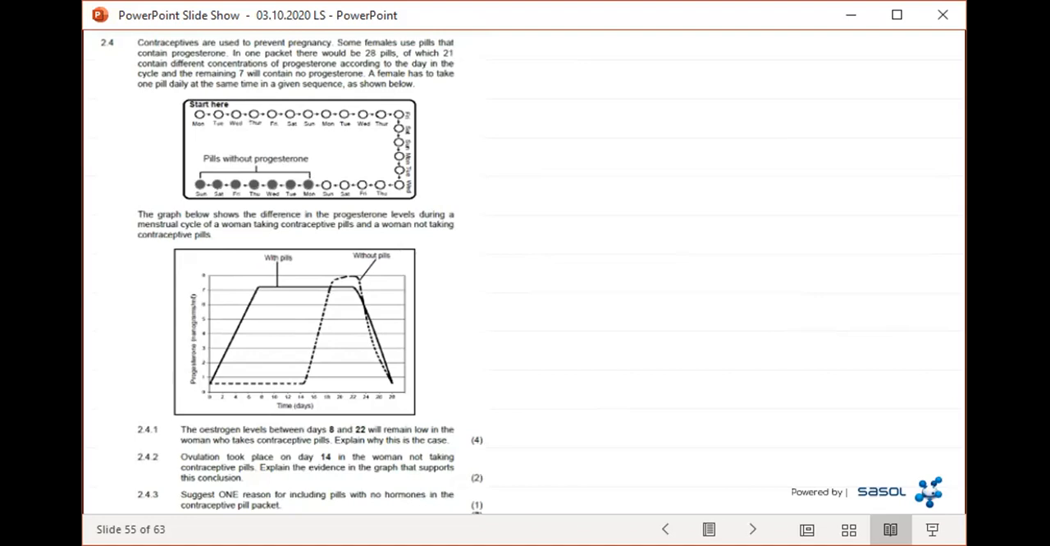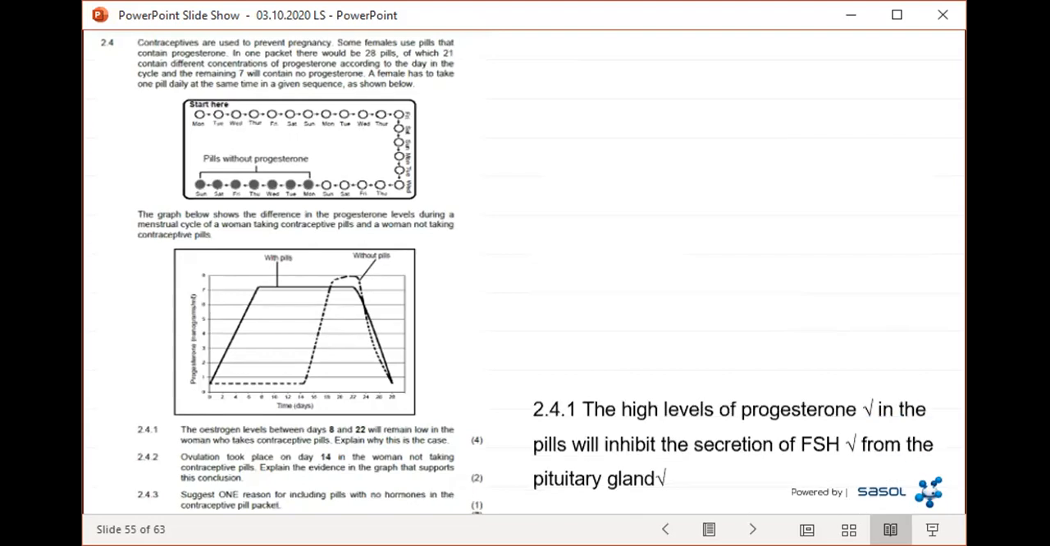Okay, so the solid line is the woman taking pills, right? And the y-axis is basically showing us progesterone levels or concentration right there, and then here's the time in days. So the solid line is indicating a female taking pills, and then the dotted line is a female who is not taking pills. All right, question 2.4.1. The estrogen levels between day 8 and 22 will remain low in the woman who takes contraceptive pills. Explain why this is the case.